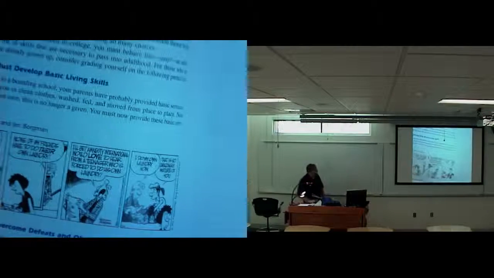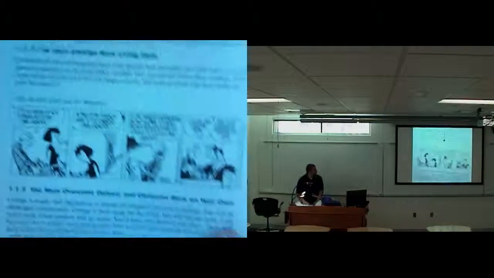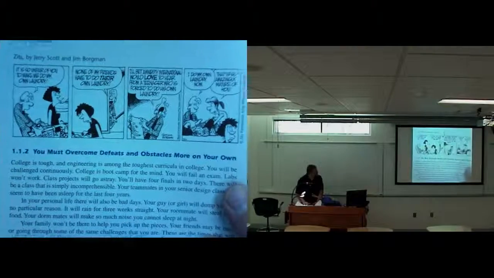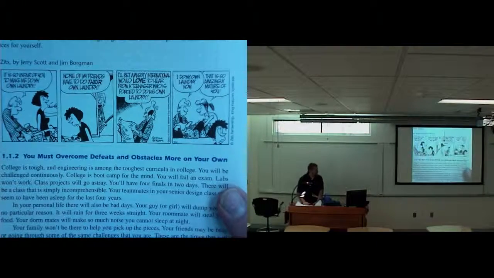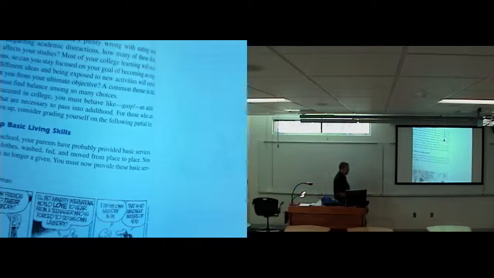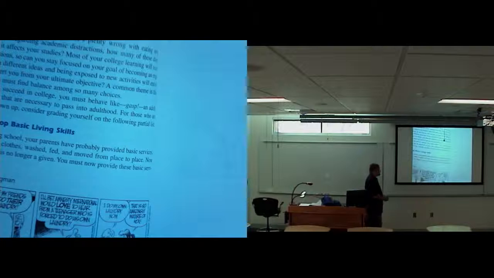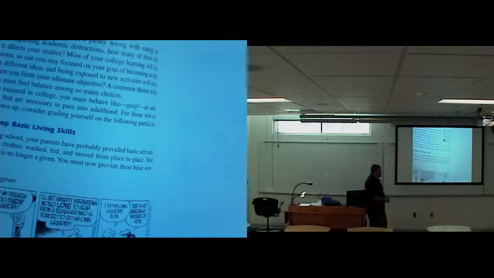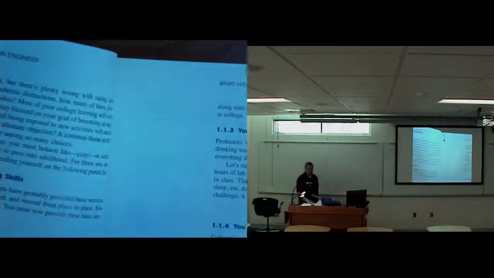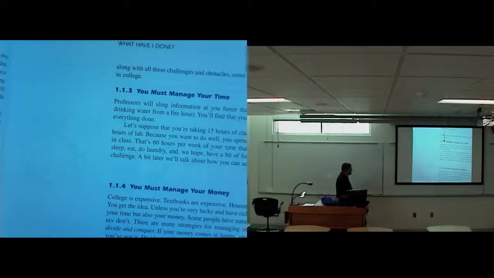You also have to understand that there's kind of a two-sided thing here. This section here talks about you must overcome defeats and obstacles more on your own. Right? That has to do with that laundry cartoon as well. You have to learn to do things for yourself, but you also have to learn to get help whenever and wherever you can. Right? So you're going to have a lot of things that you're going to have to overcome. You're going to have to learn math a lot. You're going to have to learn sciences a lot.